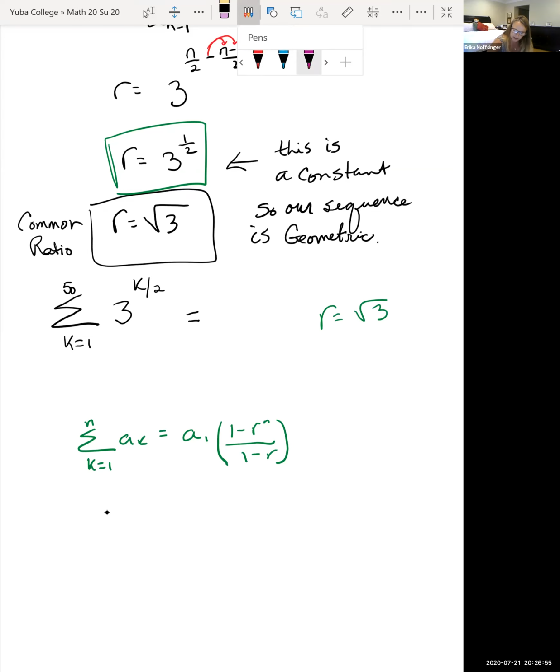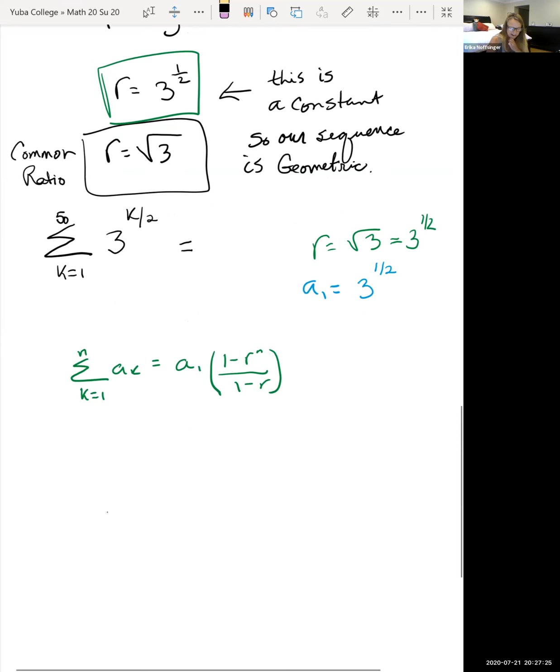So our first term is a sub 1. If we plug in 1 where we see a k, or go back up to our original function, a sub n equals 3 raised to the n over 2, so if I plug in 1, I get 3 raised to the 1/2 power. I just told you I wanted to keep that with an exponent, and I wrote it with a radical. So r is the same thing as 3 to the 1/2 power.